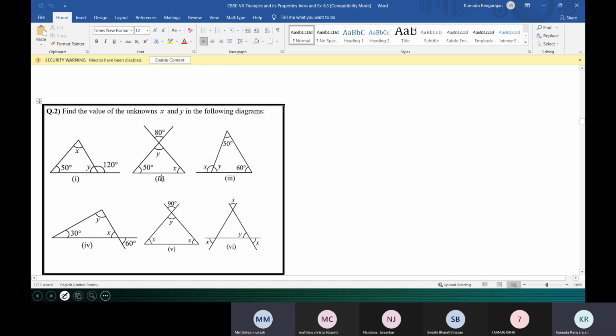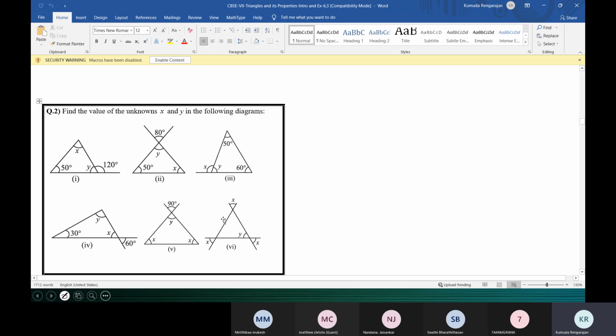Can you see my pointer, children, all of you? Yes, ma'am, it's visible. Okay, so this one will be x, vertically opposite angles. This x and x, vertically opposite angles are equal. This is x, so this is x. This one is x, so this one is x. Vertically opposite angles are equal. And this one is y. So we'll start like this: x plus y is equal to 180. But x and y are equal, no?